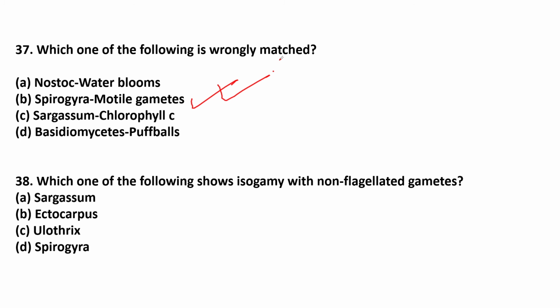Next, which one of the following shows isogamy with non-flagellated gametes? Sargassum, Ectocarpus, Ulothrix, Spirogyra. The answer is Spirogyra. Sexual reproduction generally occurs through conjugation here. In Spirogyra, gametes are non-flagellated, morphologically similar but physiologically different: isogamy with physiological anisogamy. That's why Spirogyra.